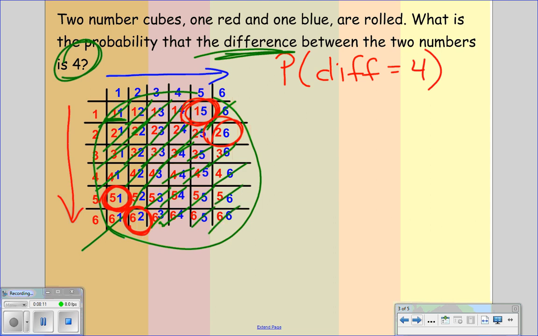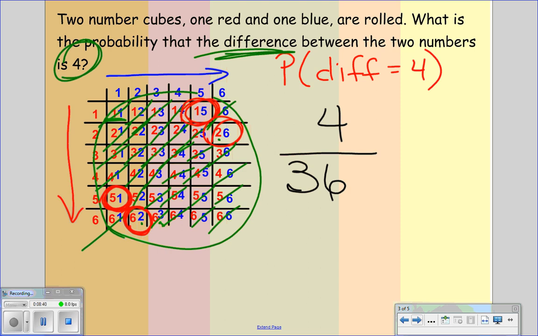So now that I've crossed off what I don't need, I can take a look at what I've circled, and I have got 5, 1, 5, 1, 6, 2, 6, 2. So I basically just have those 4 options. So when I go back to do this, I have 4 desirable outcomes, the ones that I want, where the difference is actually 4. Okay? And that's over, the total outcomes is 36. Right? I had 36 possible outcomes in my sample space.